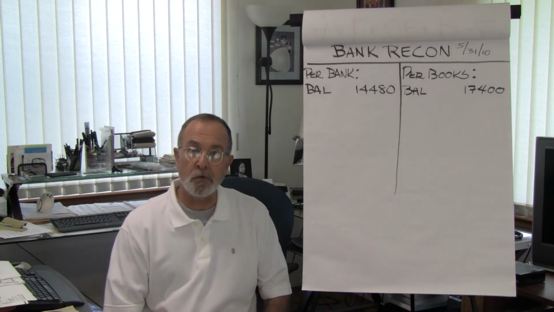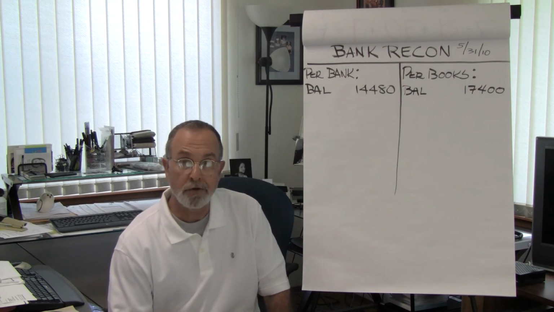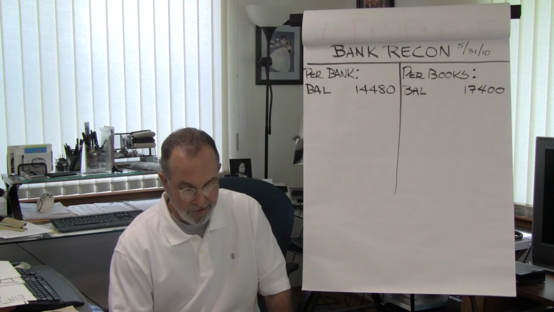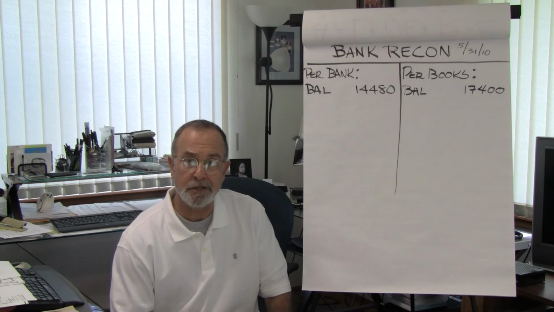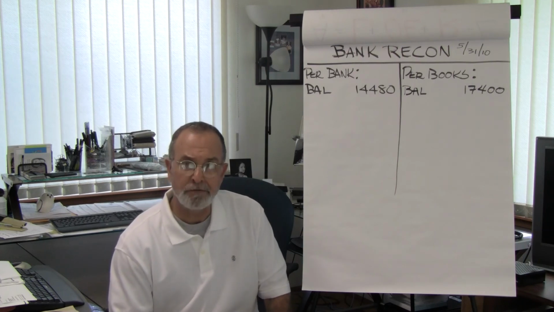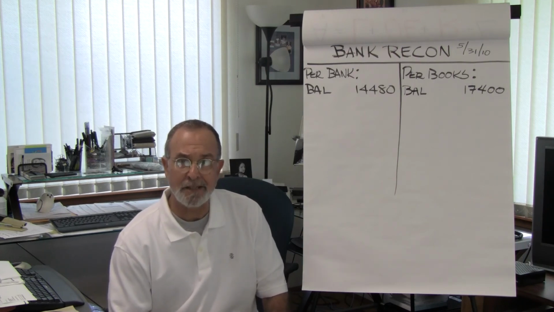And we can see that of the 5 checks that we wrote during the month of May, those were checks 301 through 305. We have check 301, check 302, check 303, and check 304 that cleared our bank statement. And so that tells us that check 305, which was written on May 29, and the amount of that check was $1,300. Check 305 is outstanding at the end of May.